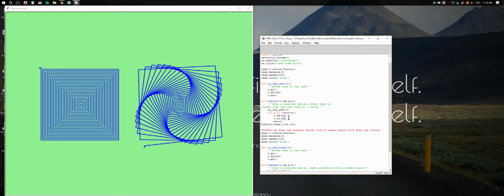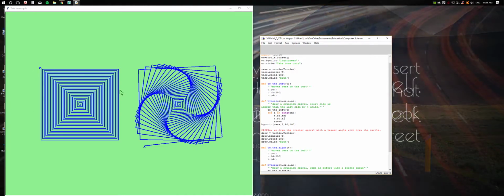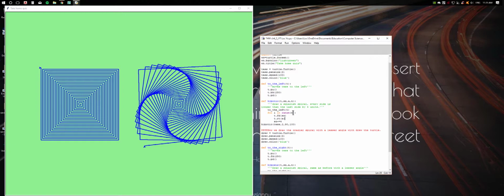okay, then I did a for loop, meaning this will repeat n times. If I had put a 5 there, it would have repeated 5 times, okay? But I put n times so that I can name it in the parameters later.